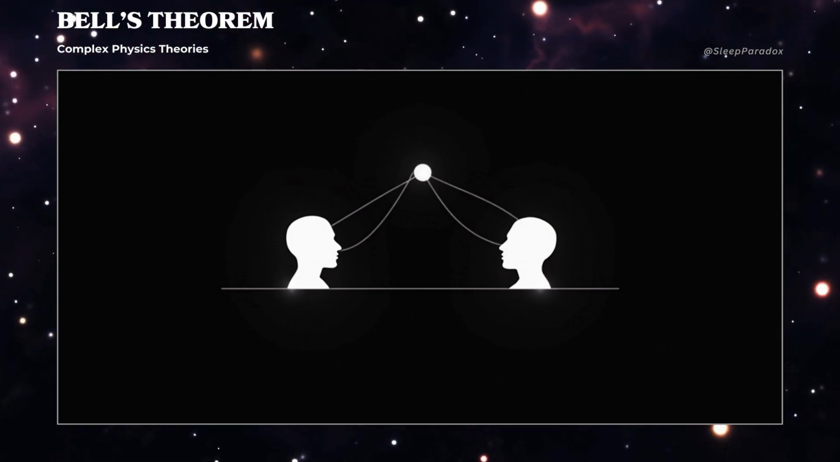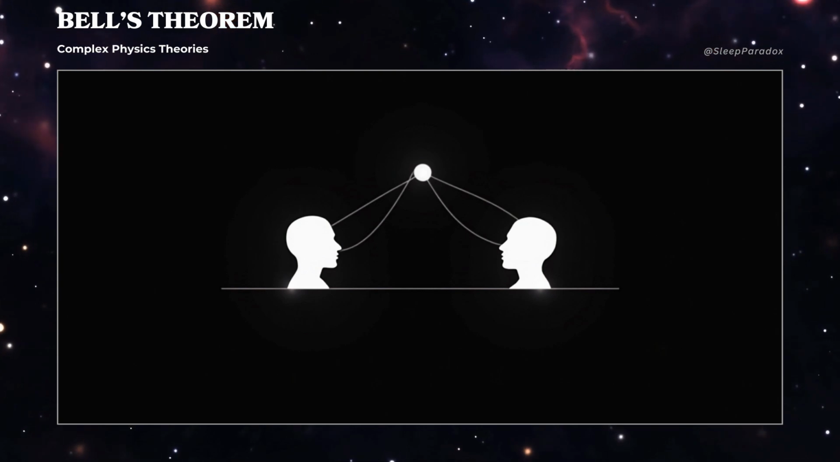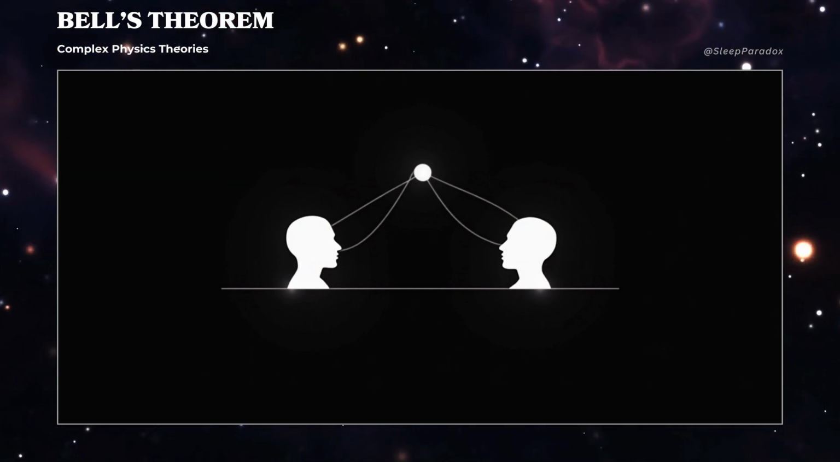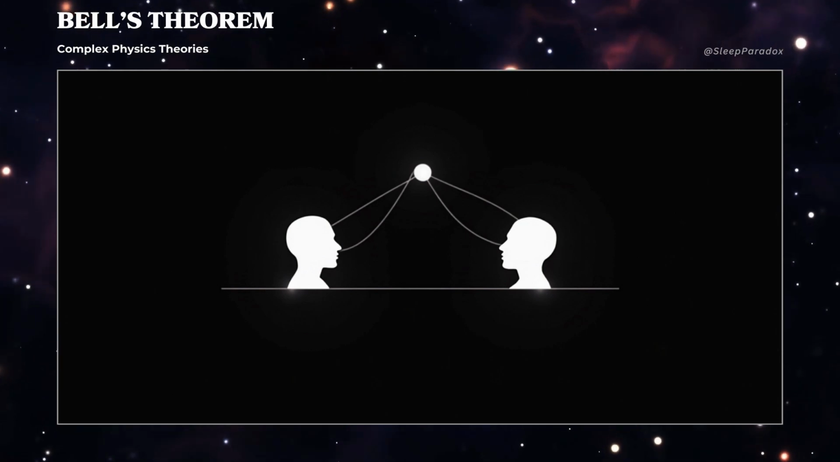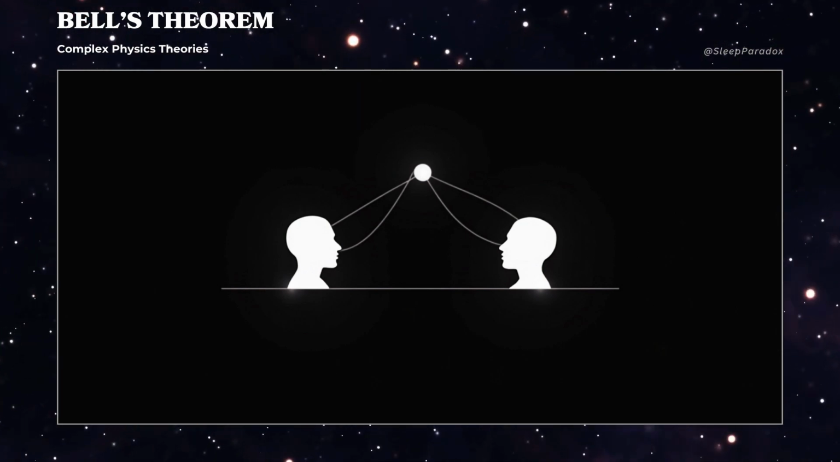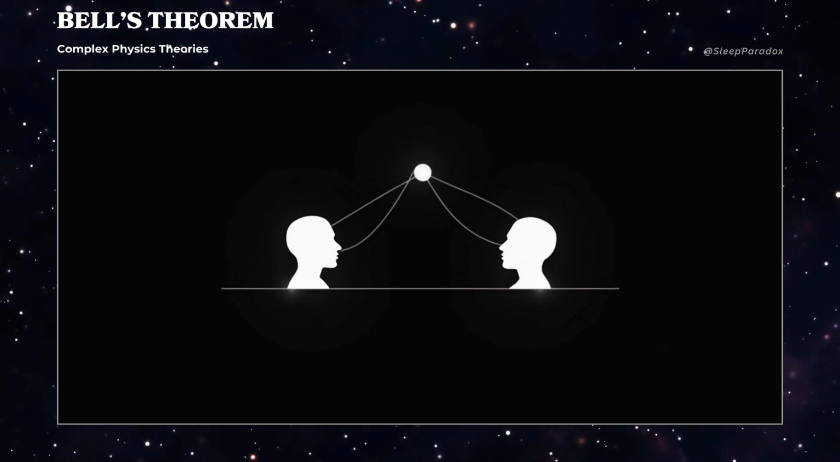What Bell's theorem provided was a way to distinguish between two worlds, one governed by local realism and one governed by the non-local probabilistic rules of quantum mechanics. The next step was to test these predictions in the lab.